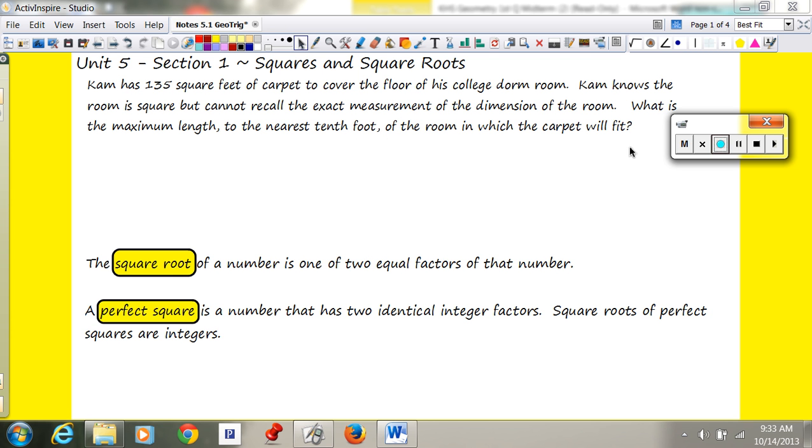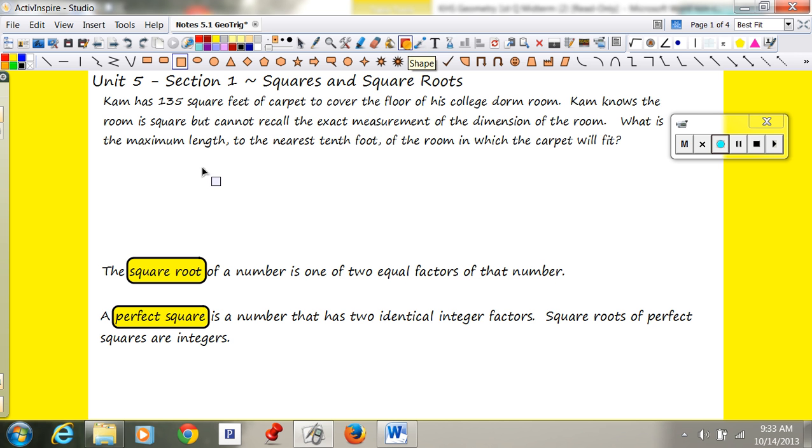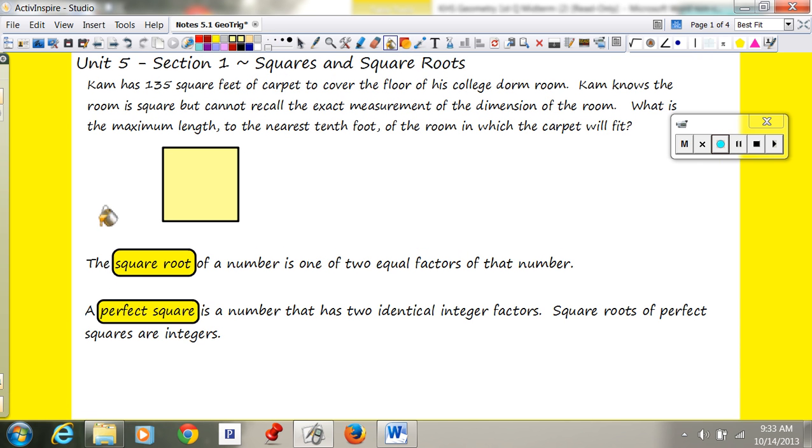So let's draw a picture of his dorm. He's got a square dorm room. We don't know the dimension, so we're going to put x. And if I put x here, I can put x there. Because what do I know about a square? All sides are equal. Could I put x's on all four sides if I wanted to? Yeah, that would have been fine too. I'm just going to put two of them there.